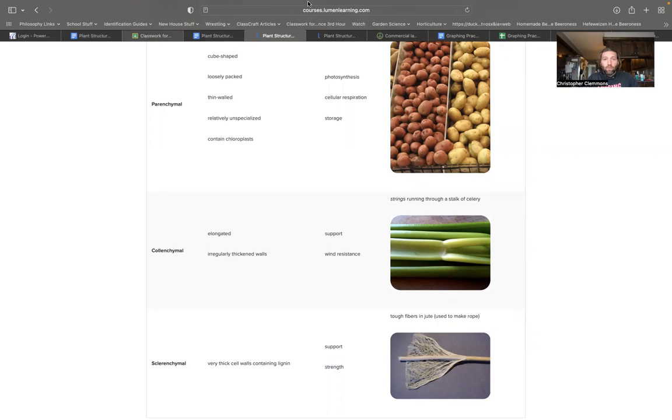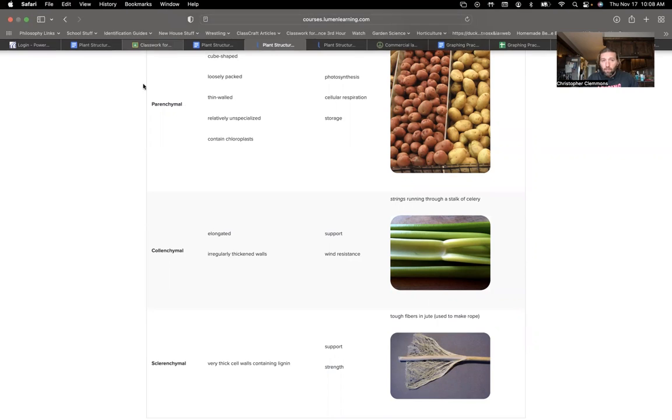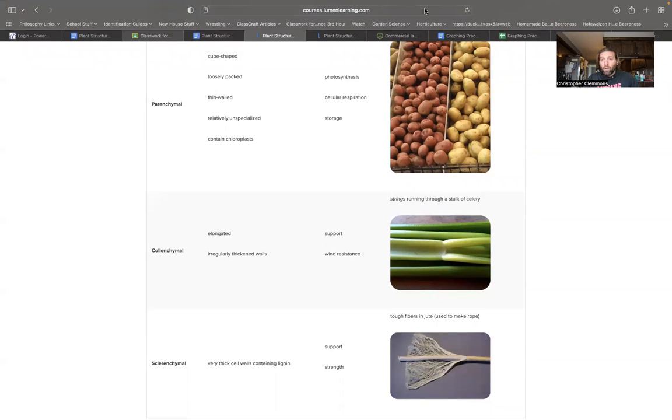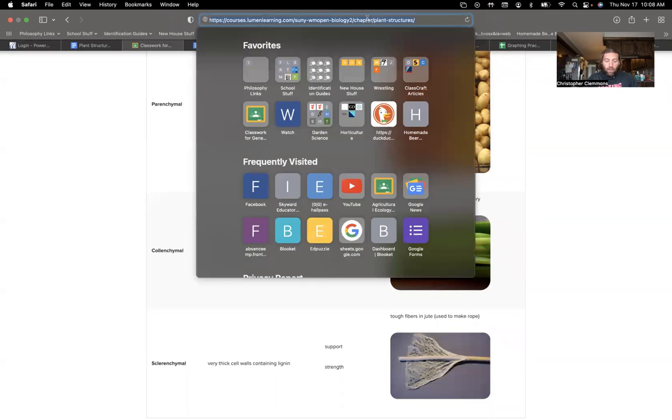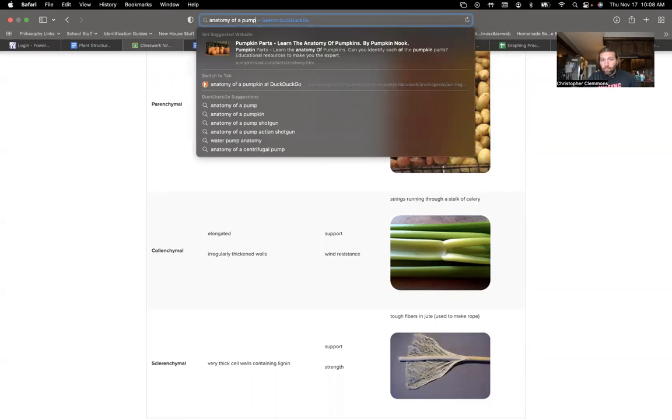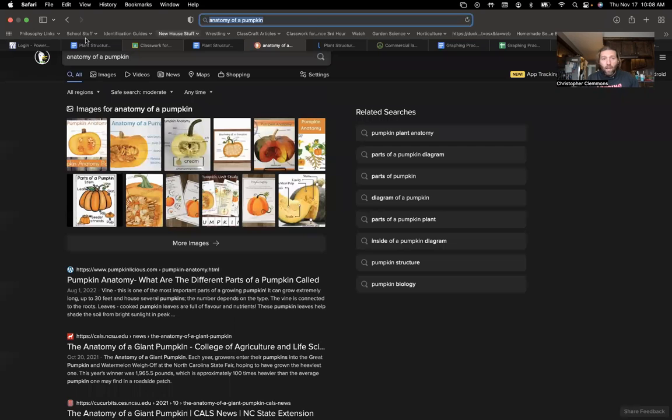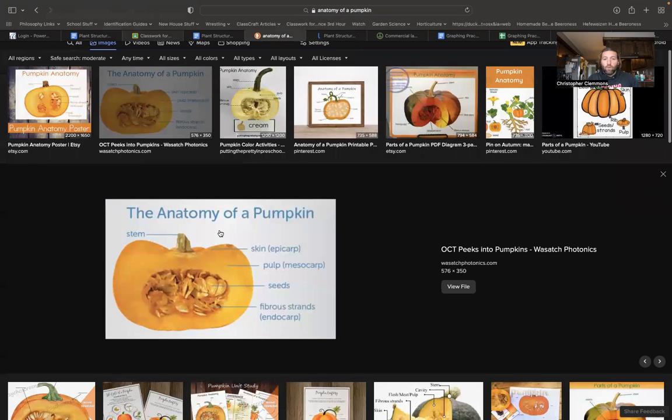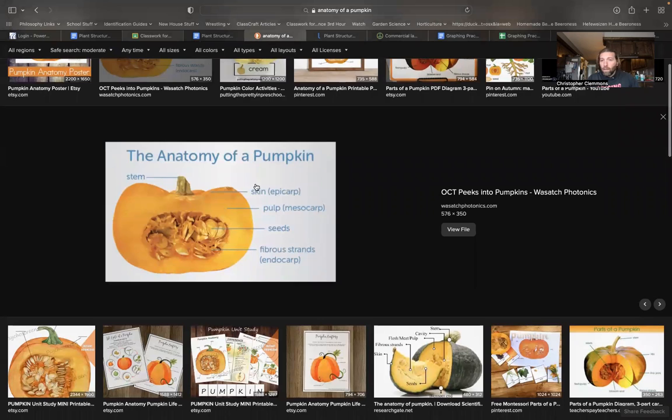Now, you're probably asking yourself, well, how am I supposed to know the different parts of a pumpkin? Well, for that, what you want to do is go to Google. So when I go up here, I'll just type in straight to my search bar, anatomy of a pumpkin. It's the name of your lab, right? And when you type that in, you're going to find in Google image search something like this. You've got your skin, which is the epicarp. You have the pulp, which is the mesocarp. You have the seeds. You have the fibrous strands that are the endocarp.